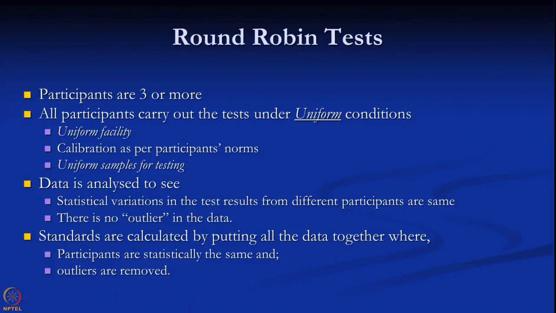All participants carry out tests under uniform conditions. The facility is uniform, the calibration is as per the participants' norm, and uniform samples are given for testing. Then the data is analyzed to see that the statistical variation in test results is not due to the different laboratories, but due to simple statistical variation. There are no extreme values in it. And then we finally come to a standard by putting all the data together, where all the participants are statistically the same, and in this case at least we remove the outliers. Please remember our earlier discussion on outliers, which are the extreme values. There we had said that blindly removing the outliers is not a solution, but in this particular case the way has been to remove the outliers and then calculate the chemical standards.